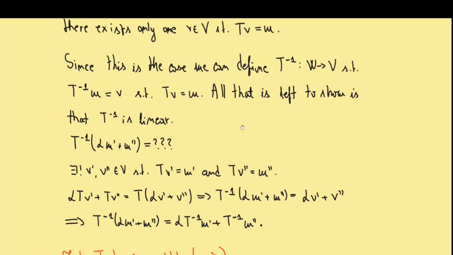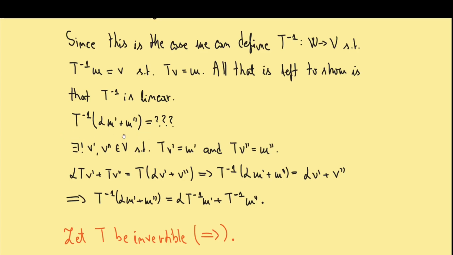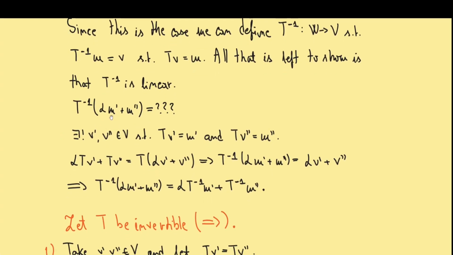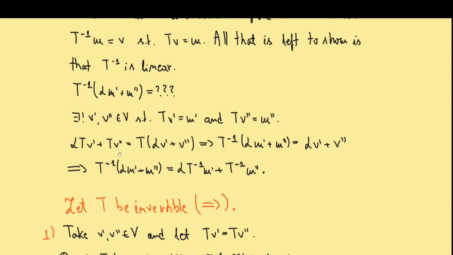And now all that's left to show is that T minus 1 is linear. So we have to figure out what this is equal to. So to each of these w's, there are these corresponding v's, such that T of v prime gets mapped to this, and T of v double prime gets mapped to this. And now I'm going to write this using this, so I know that my w's are equal to these. So we have this expression, and now due to T being linear, we get that this is equal to this. Now, this thing in the bracket over here is equal to this.